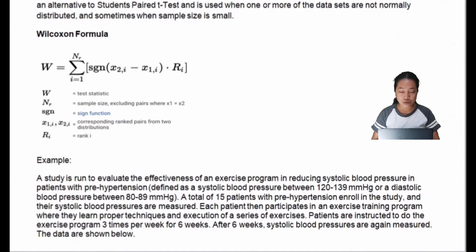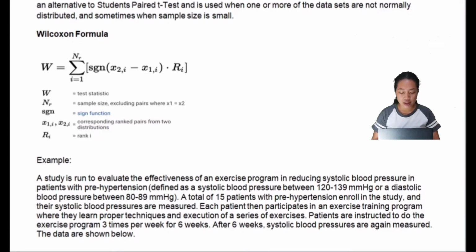A study is run to evaluate the effectiveness of an exercise program in reducing systolic blood pressure in patients with prehypertension, defined as systolic blood pressure between 120 to 139 millimeters of mercury, or a diastolic blood pressure between 80 to 89 millimeters of mercury. A total of 15 patients with prehypertension enroll in the study, and their systolic blood pressures are measured.